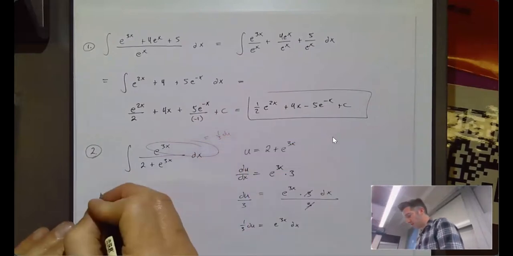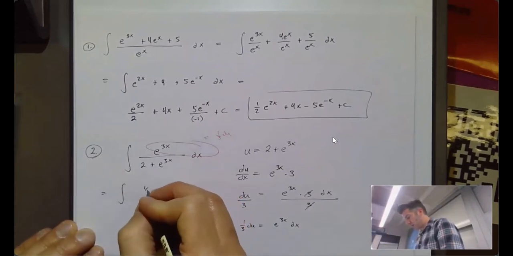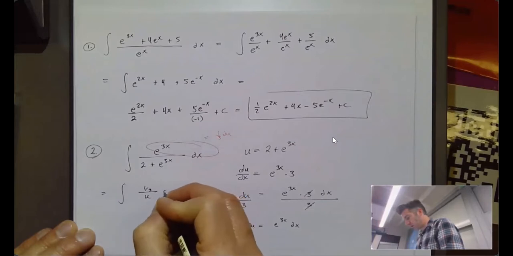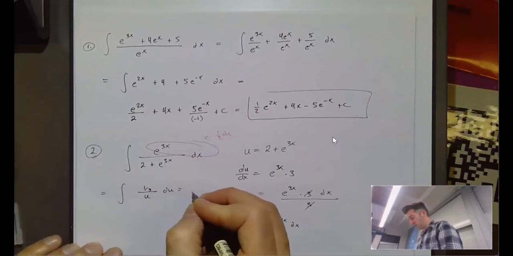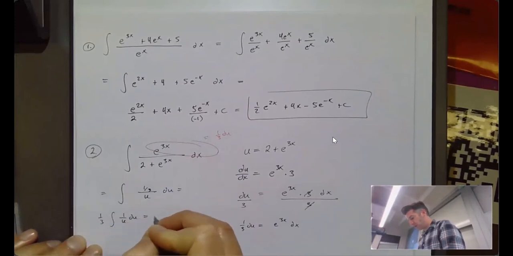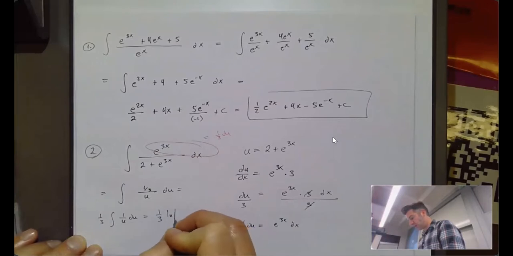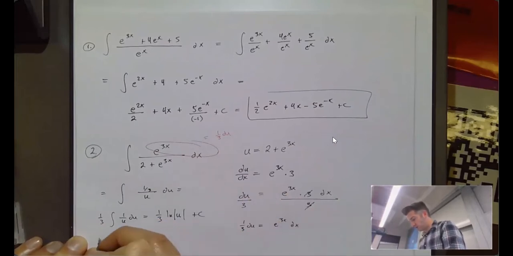That's going to be my 1/3 du, and the integral becomes, I would probably write it as, 1/3 over u du. And then the integral of 1/3 over u, or if you prefer, 1/3 the integral of 1 over u du, is going to be 1/3 natural log of the absolute value of u. And then we put the u back in. Our u is equal to 2 plus e to the 3x.